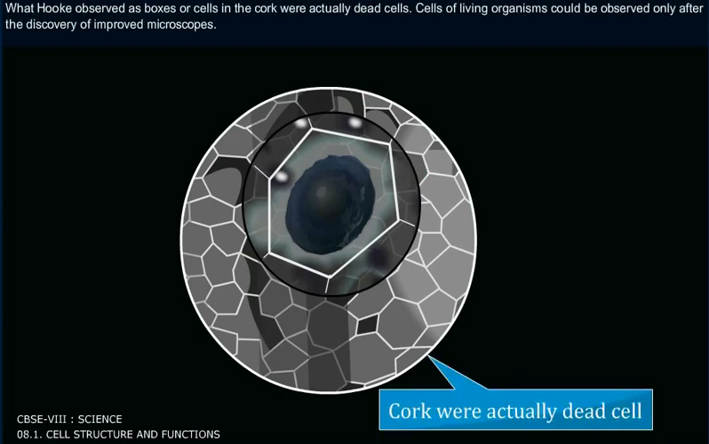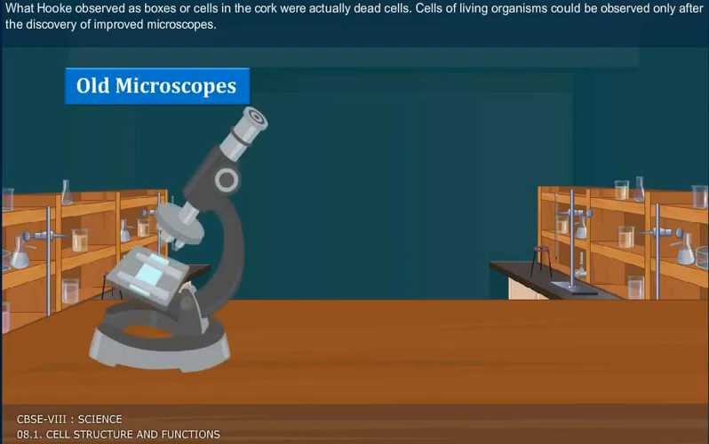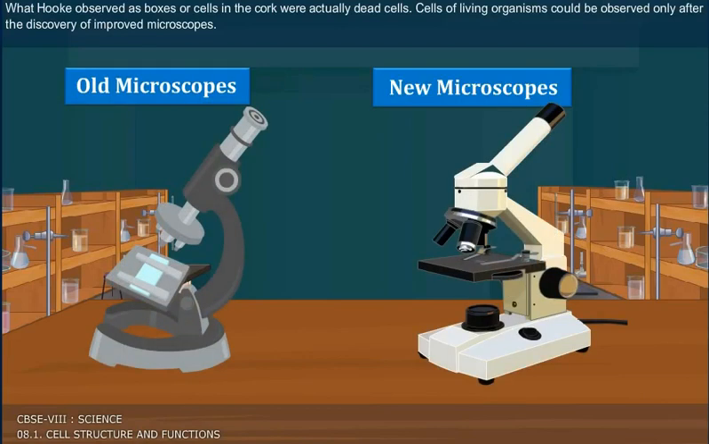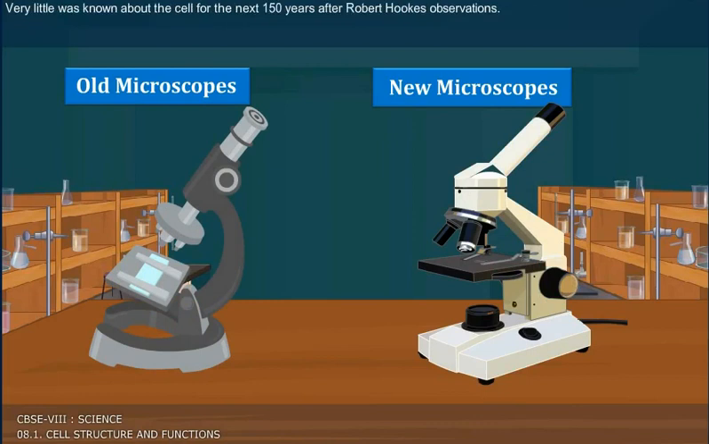The boxes or cells Hooke observed in the cork were actually dead cells. Cells of living organisms could be observed only after the discovery of improved microscopes. Very little was known about the cell for the next 150 years after Robert Hooke's observations.